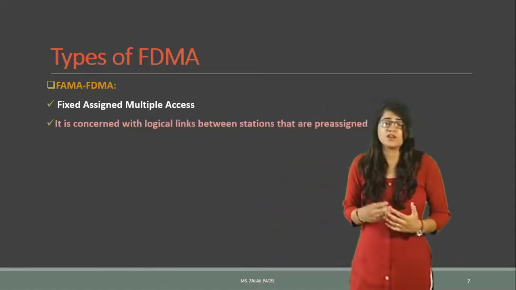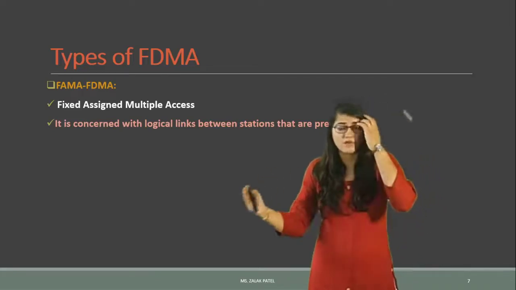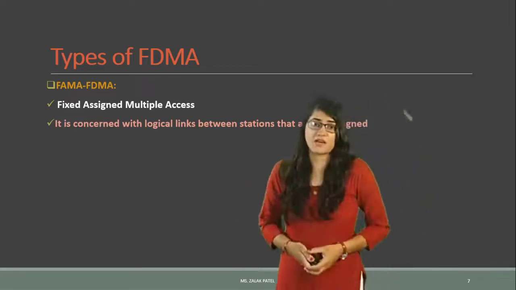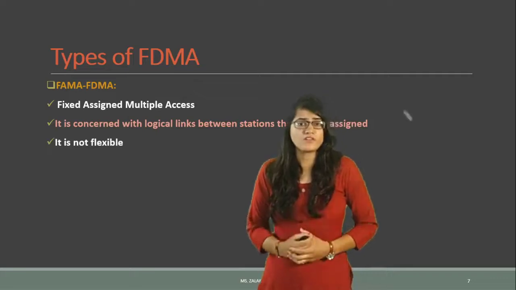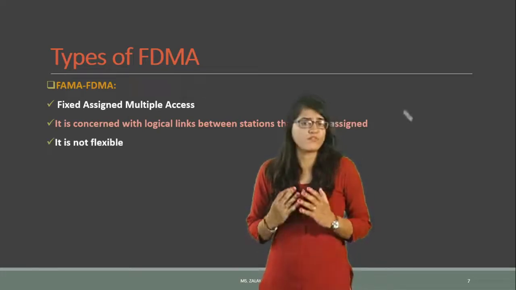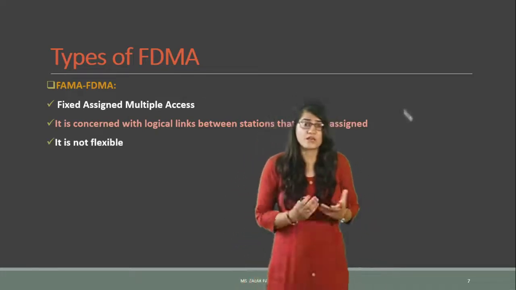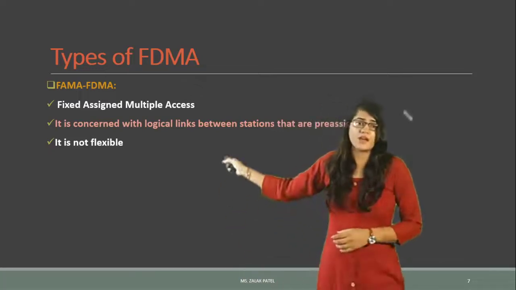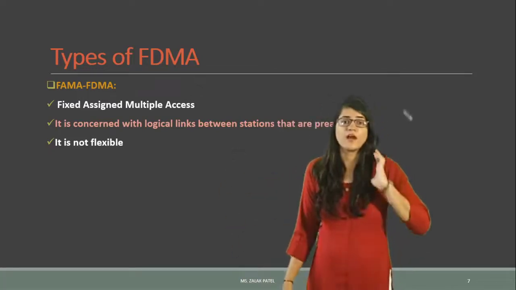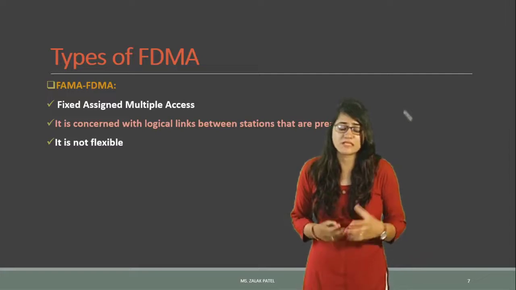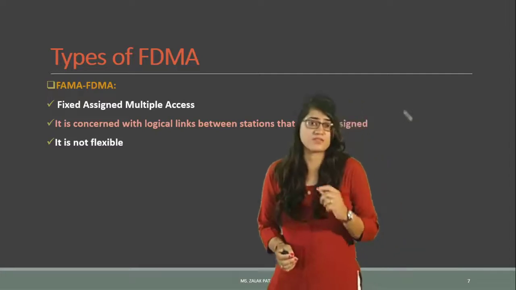Now it is concerned with the logical link between the stations, meaning between two base stations it can be connected. It is not flexible because it is a predetermined set of channel allocation technique, and because of that it cannot provide flexibility to the system, meaning the other user cannot access the same set of channels.